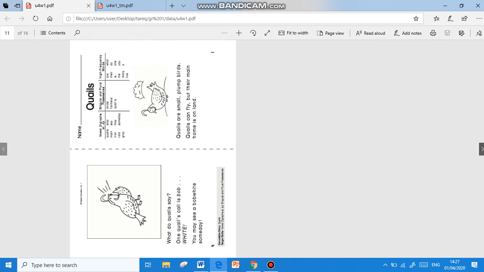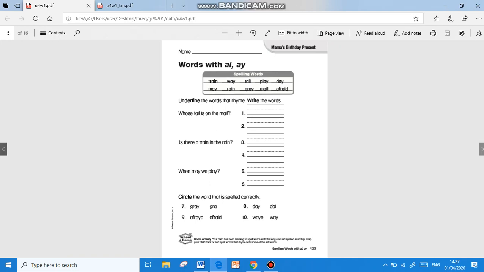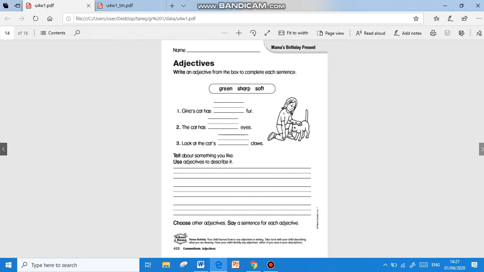Now open your book on page 422. Adjectives. Write an adjective from the box to complete each sentence. Green, sharp, and soft. We have these three words. They are adjectives, and we are going to put them in the sentences. Gina's cat has green or sharp or soft. Excellent. Soft fur. And number two, the cat has eyes. What is the color of the eyes? Excellent. Green. Look at the cat's sharp claws. Tell about something you like. Use adjectives to describe it. If you have any question, please send it to me.